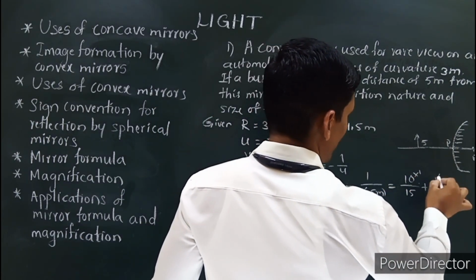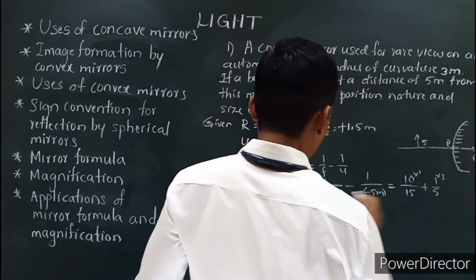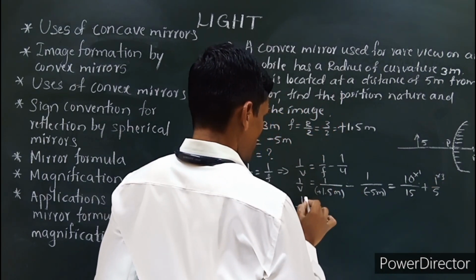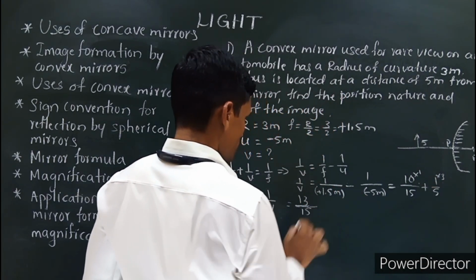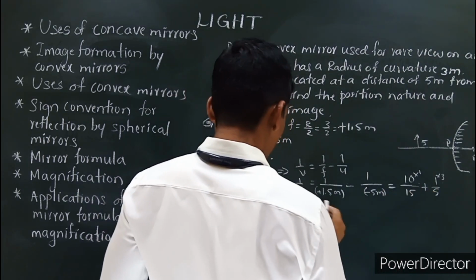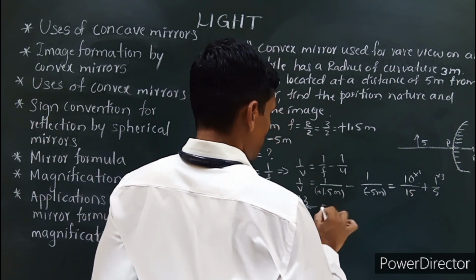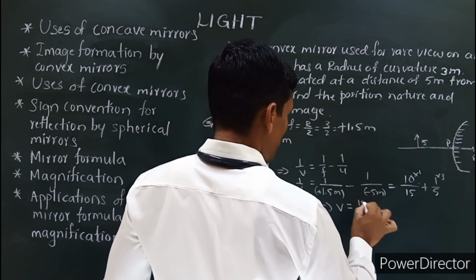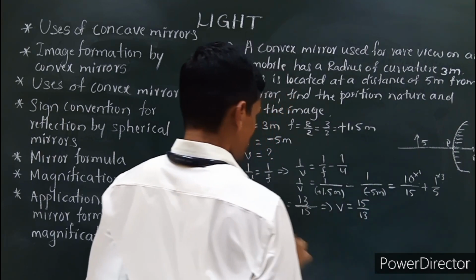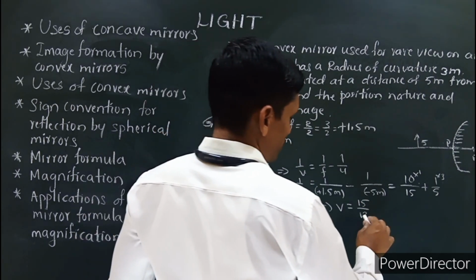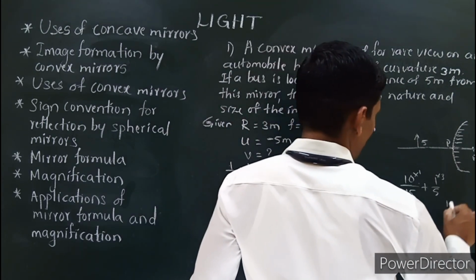15 ones are 15, 5 threes are 15, okay. 10 plus 3 is 13, so we are getting 13 here, okay. 13 value is positive, so this implies v is equal to 15 by 13, okay. Reciprocal we are taking here. When we divide this, how much do we get here?